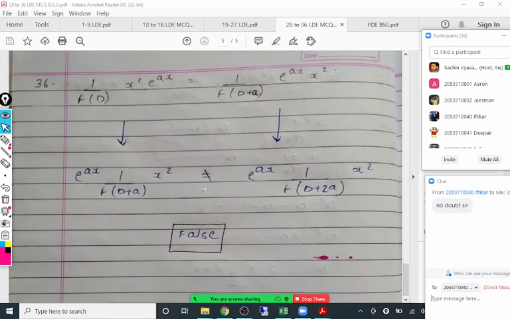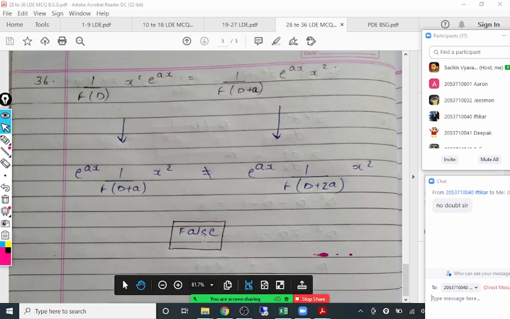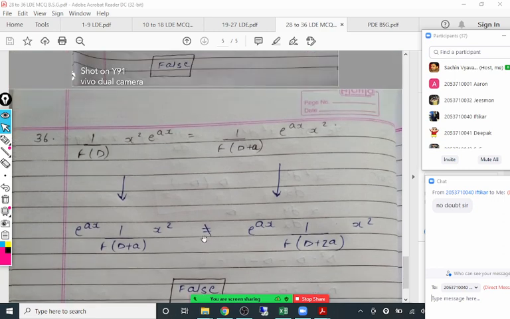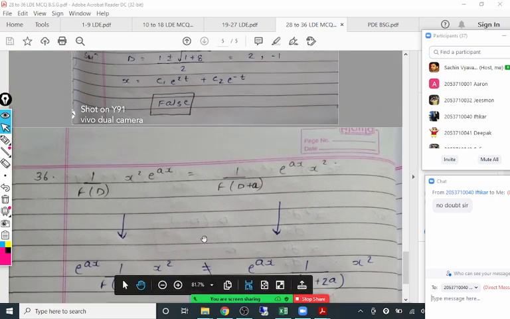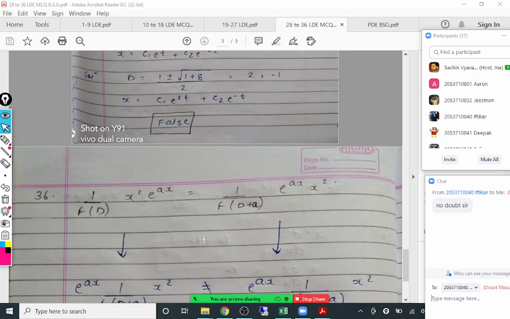And 36th again, 1 upon f(D) of x square e raised to ax is 1 upon f(D plus a) of x square, with e raised to ax taken outside. That's correct here, and because of that it's written false. Correct. Good. So all the remaining questions are correct. Again, there are only one or two small mistakes in the last set. Otherwise, all are correct. If anyone has any doubt in any of the questions from 1 to 36, you can ask.